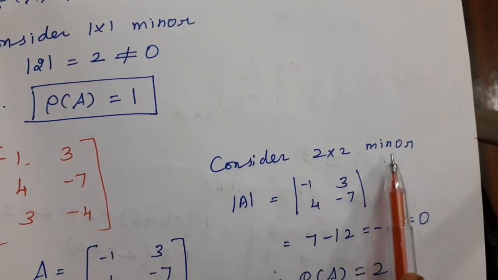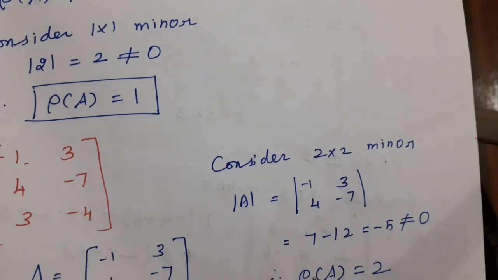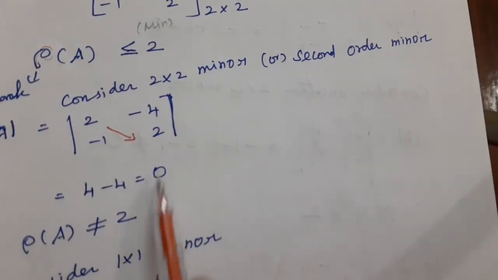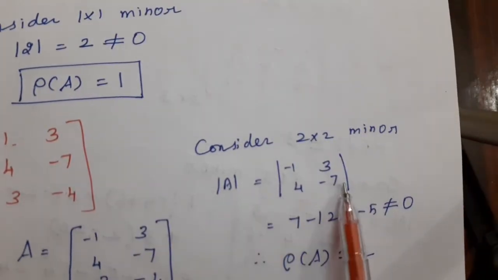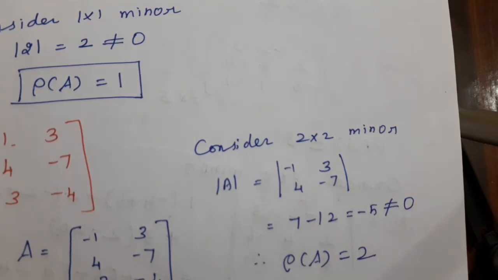Here consider the 2 by 2 minor. Among the 2 by 2, the determinant value is not equal to 0, so the rank must be 2. Here the determinant value comes 0. So consider another 2 by 2 minor. That 2 by 2 minor determinant value is not equal to 0. Therefore rank must be 2.